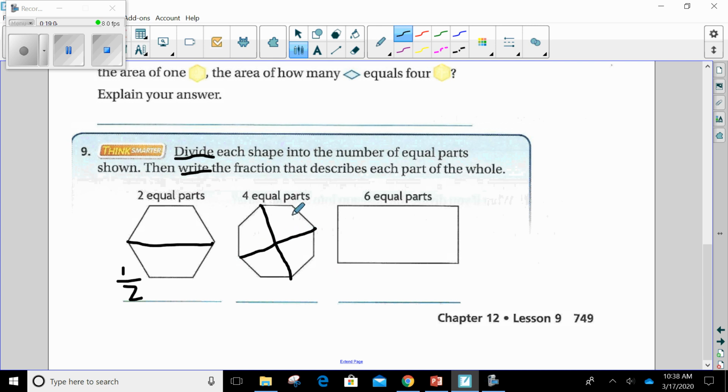There we go. Okay, in Mrs. Keith's world, those are all equal. So what is one of these parts? Well, it's 1 out of how many total? It's 1 out of 4.